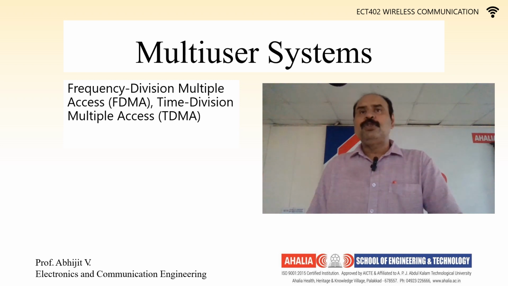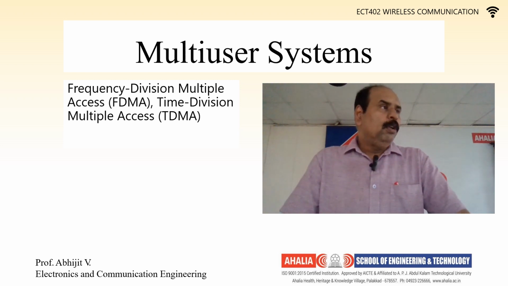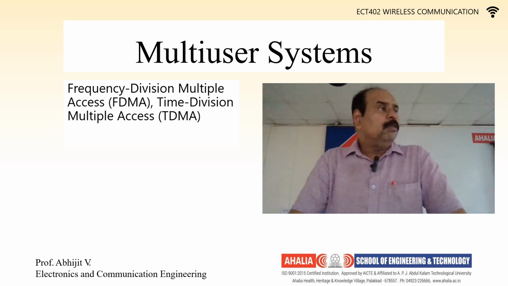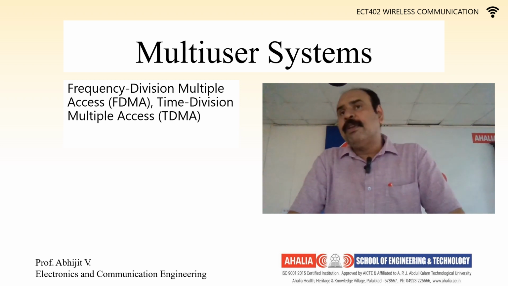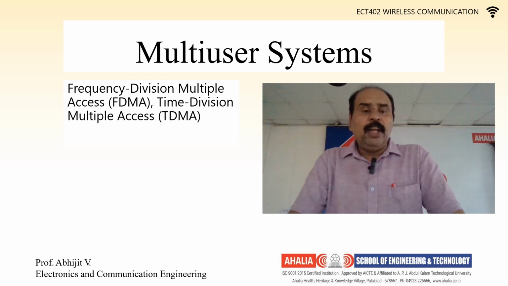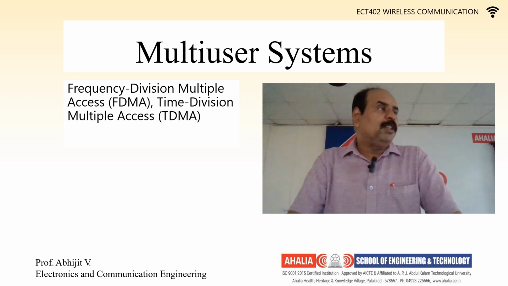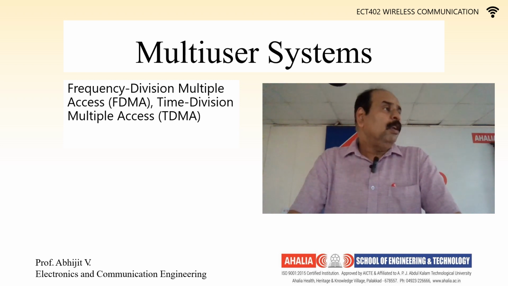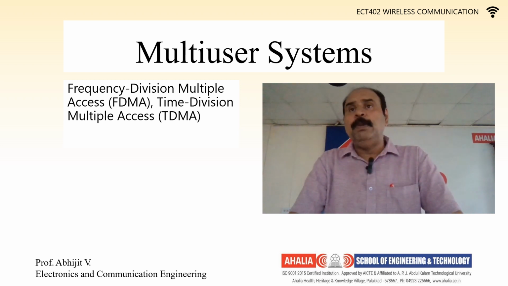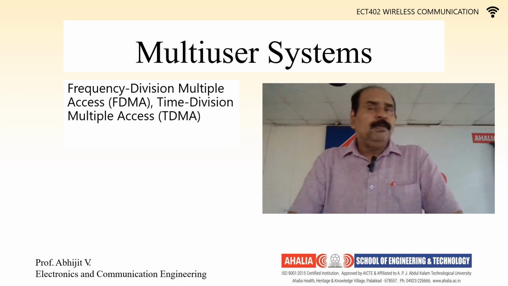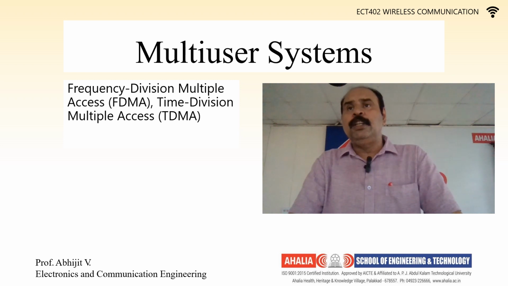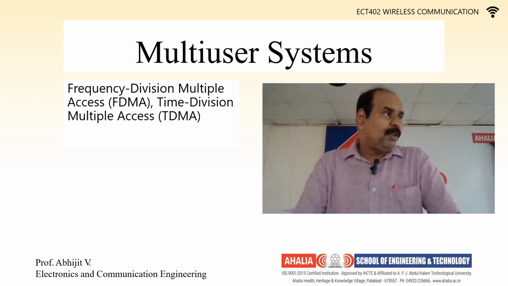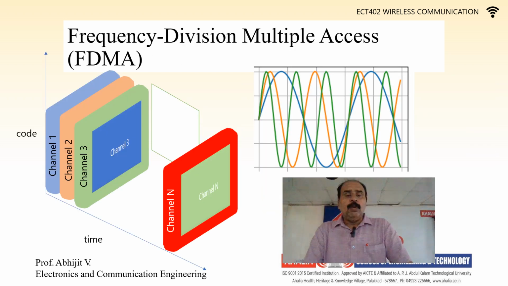The last two sessions in the fourth module, today we'll be studying two important types of multiple access, FDMA and TDMA. We have two more, like CDMA, code division multiple access, and orthogonal division multiple access, which we will be seeing in the next session. With that, we'll complete our fourth module and enter into the fifth module. So let us see what is FDMA.